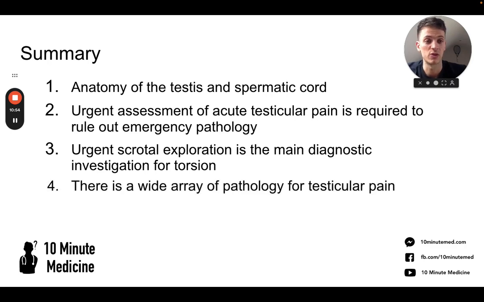And also just remember there's a wide array of pathology for testicular pain. It's actually quite uncommon for it always to be torsion every time they're presenting to A&E. So definitely just consider a wide differential and read about that in your own time.